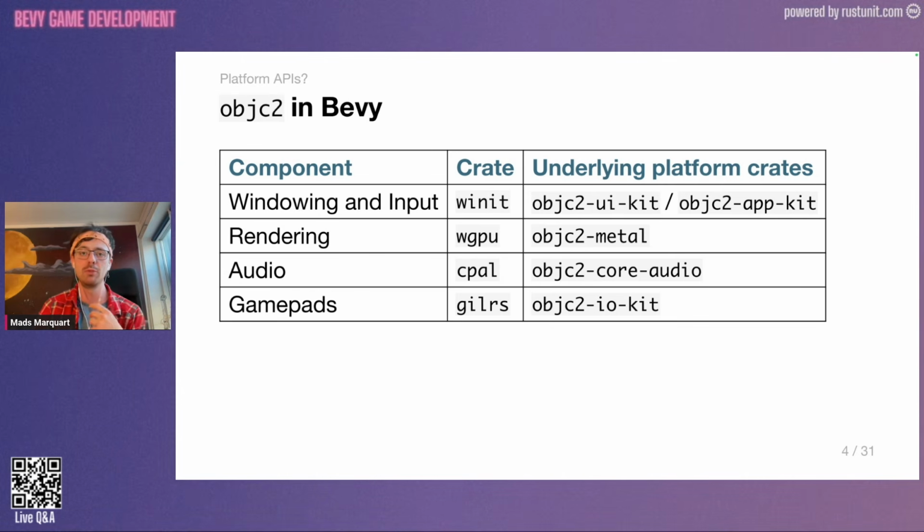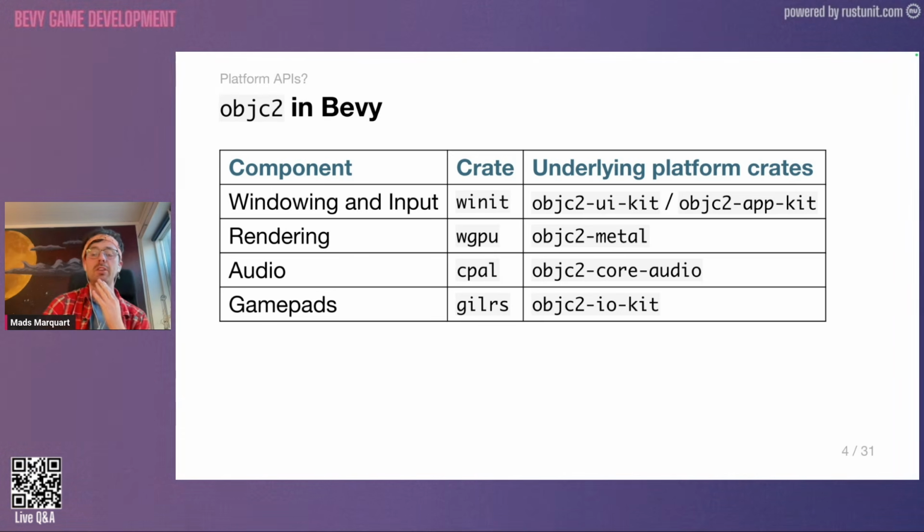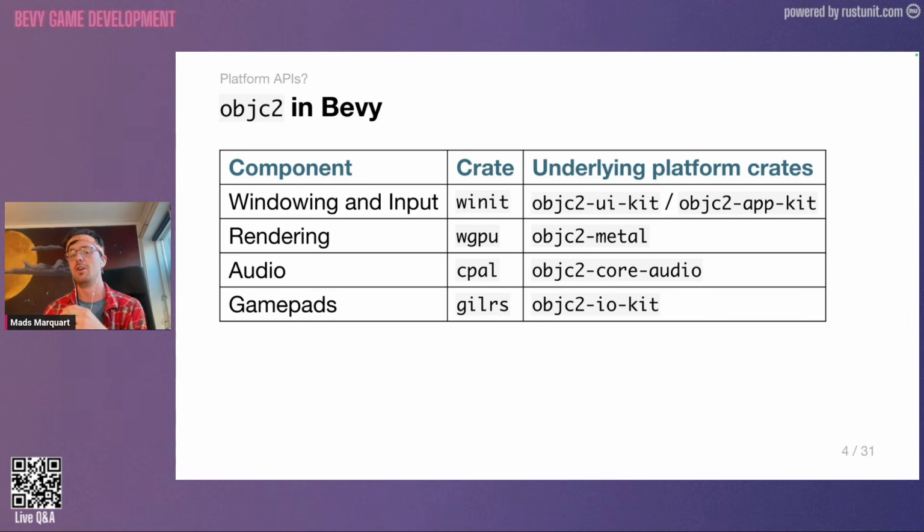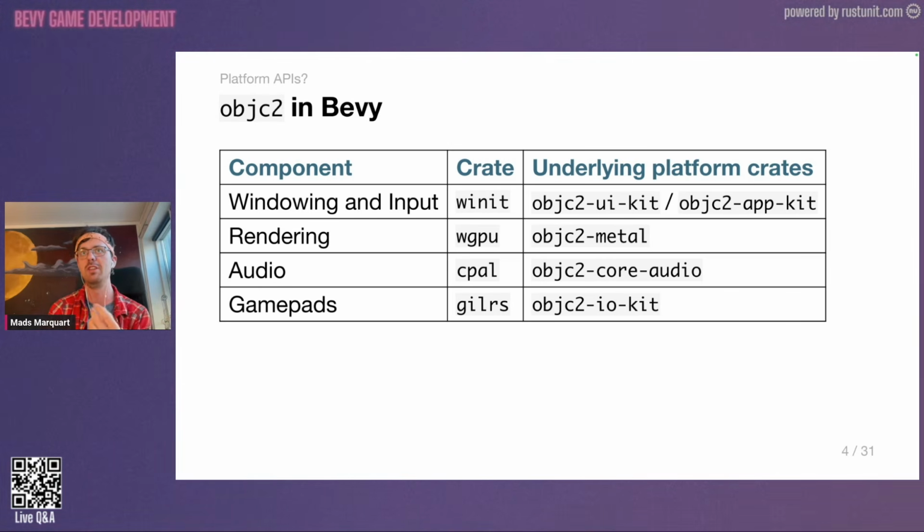And the underlying crates for these is what we're going to talk about today, which is these opc2 crates that I maintain. It's similar to the Windows crate, if you've seen that one, or Rustix, or maybe kind of like libc, but for iOS and macOS. I think it's useful for you to know about, because if you run into trouble with one of these crates that Bevy uses on iOS or macOS, then you're going to need to know a bit about the underlying technology to go in and fix it.